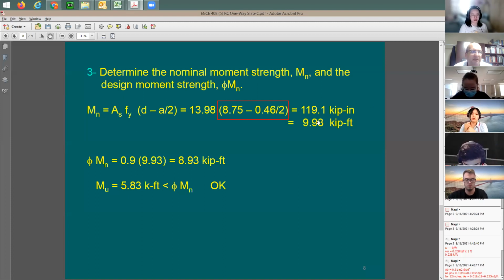So how do you get from here to there? You divide here by 12. It's great. You have a phi factor of 0.9. So here's your capacity, 893. How much was your demand? Given here, 583. So this beam is okay. Or this slab section is okay with number 5 at 16.